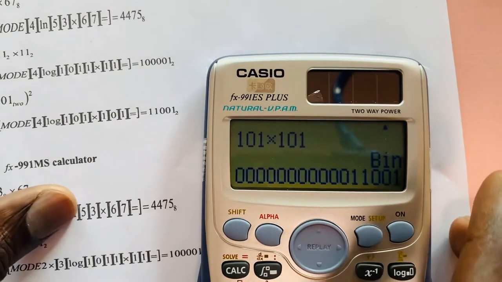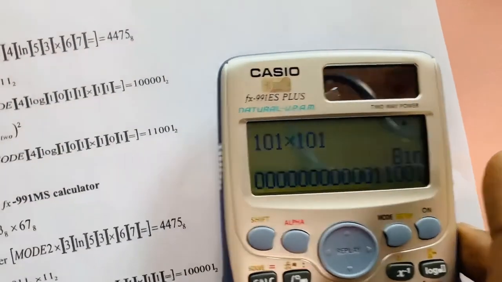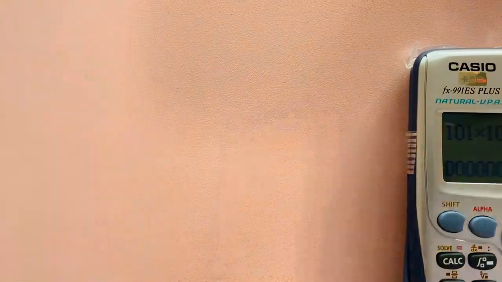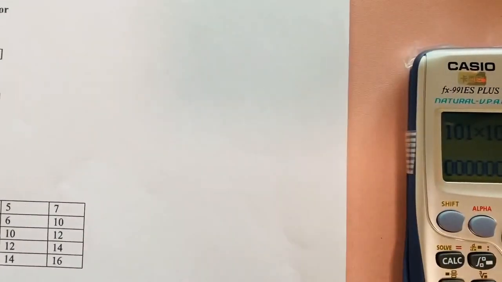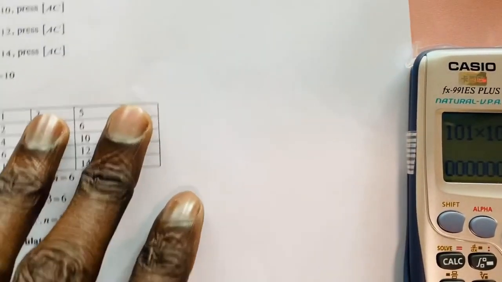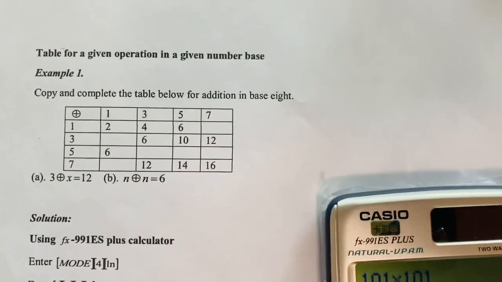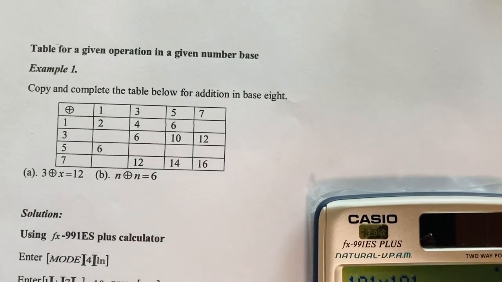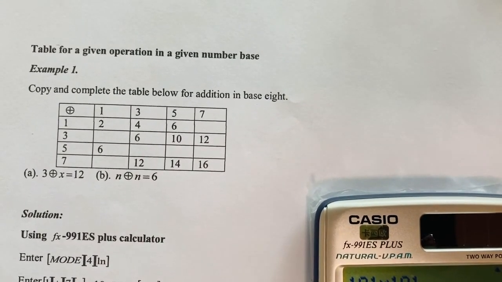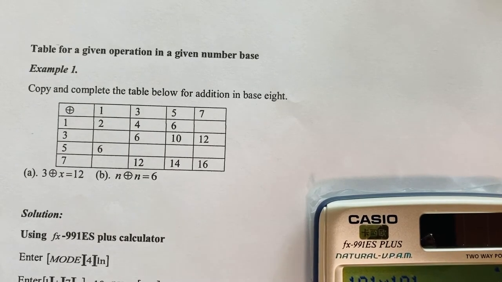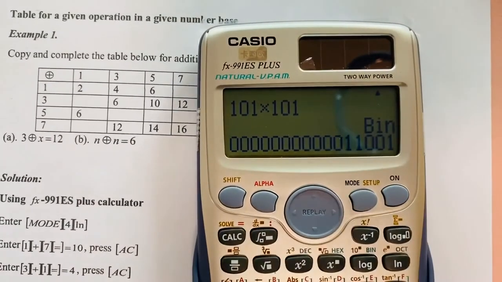Now we want to pick this quickly. We'll bring our tutorial to an end. So we want to see how we can work when a table is given to you. We have a table here, and the table says copy and complete the table below for addition in base 8. It's base 8. So first of all, you set your calculator to base 8. Then you use it to solve it.